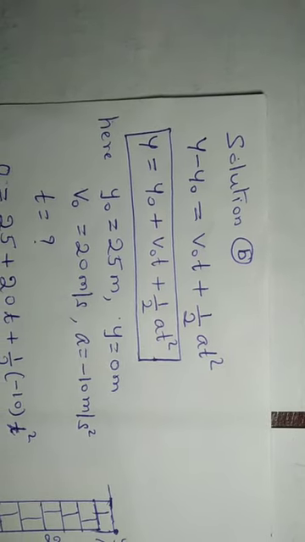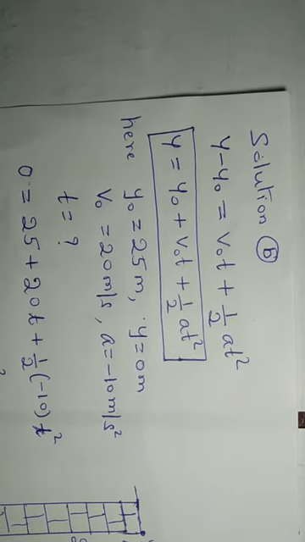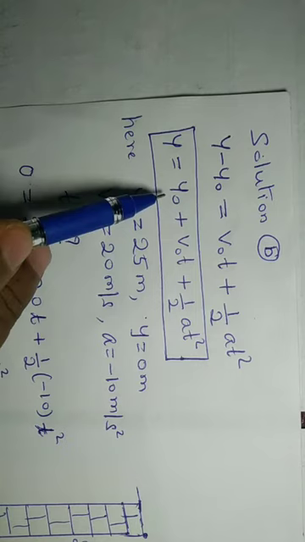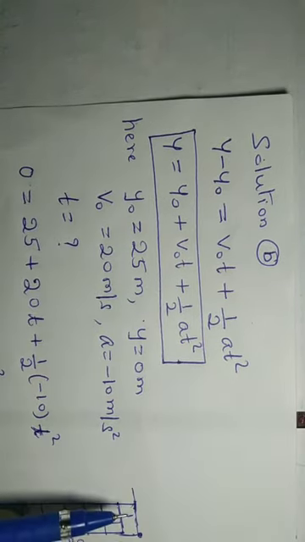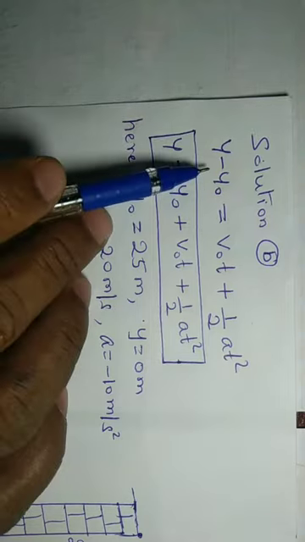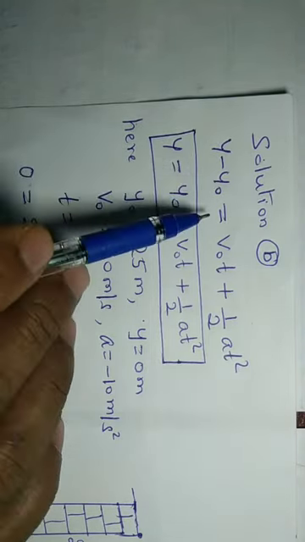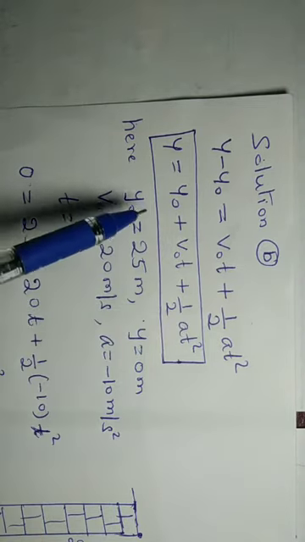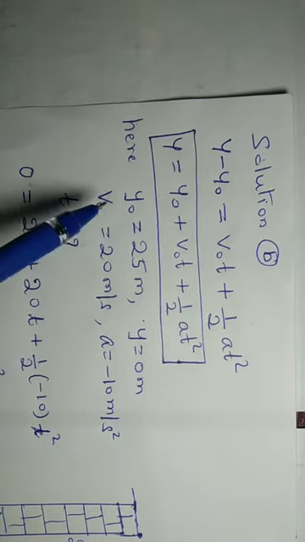Now we can use the equation y equal to y naught plus v naught t plus half at square. How did we get this equation? It is another kinematic equation. Along the x-axis you have learnt x equal to v naught t plus half at square. In terms of y, we can write y equal to v naught t plus half at square.